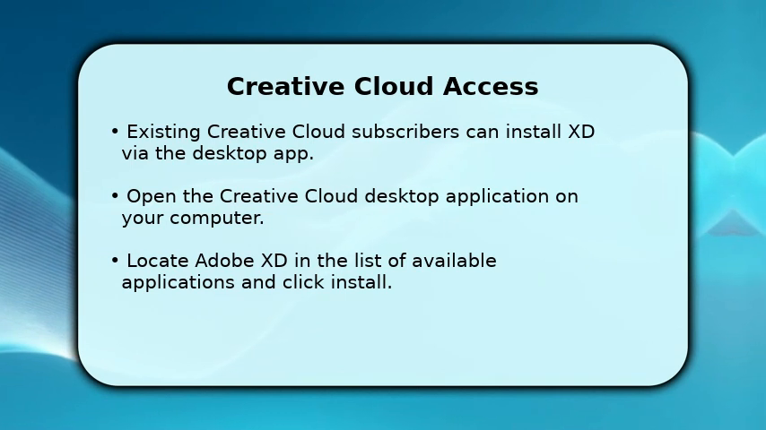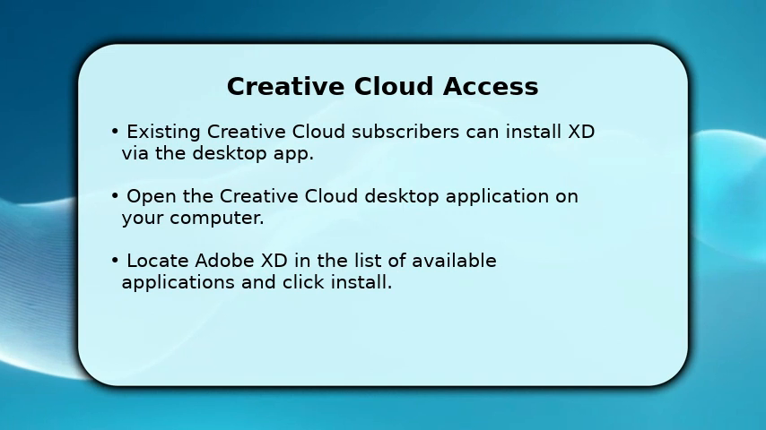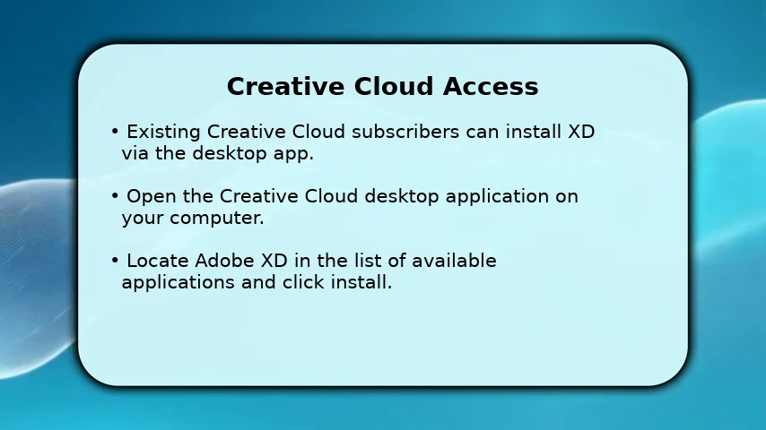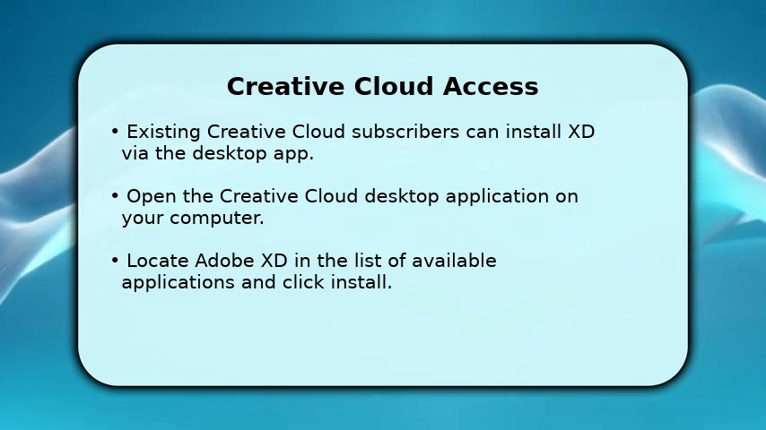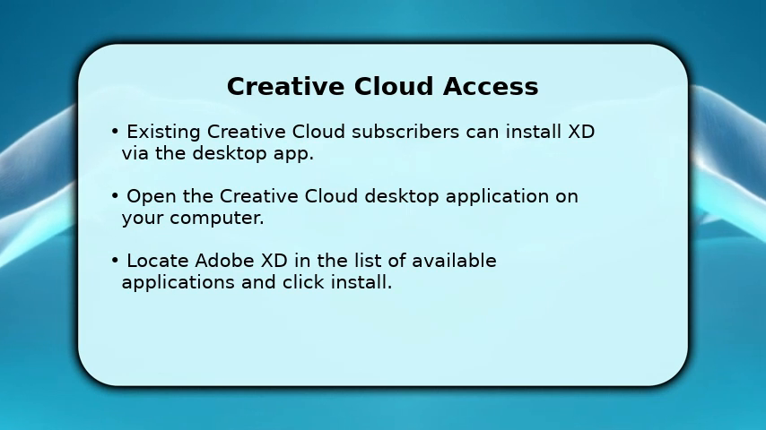Simply open the Creative Cloud desktop application on your computer. Once signed in, navigate to the Apps section. You will find Adobe XD listed among your available applications. Click the Install button next to it to begin the download and installation process, which typically takes a few minutes depending on your internet speed.